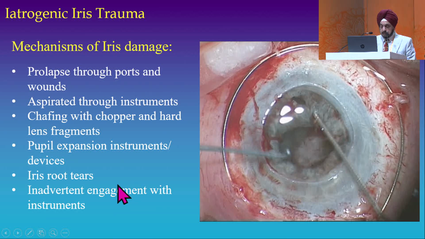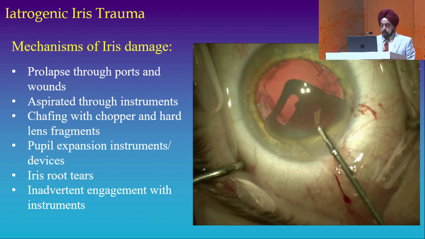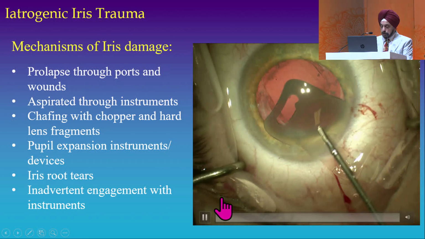And all of these are causes or risk factors for iris trauma, and the way in which the iris is damaged by the prolapse, aspirated into the instruments. So many times you've seen chafing and the phaco probe catching the iris and taking bits away, iris root tears, etc. Now, this was one example again where the lens had opacified, and the opacified lens is being explanted from the eye, and you can see the video over here, what happens.